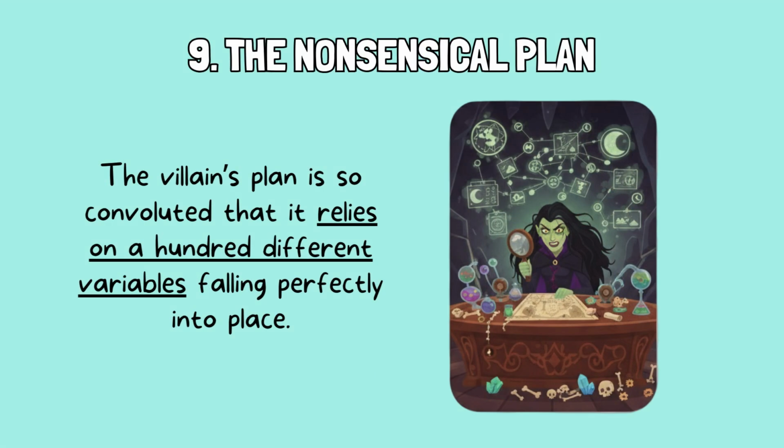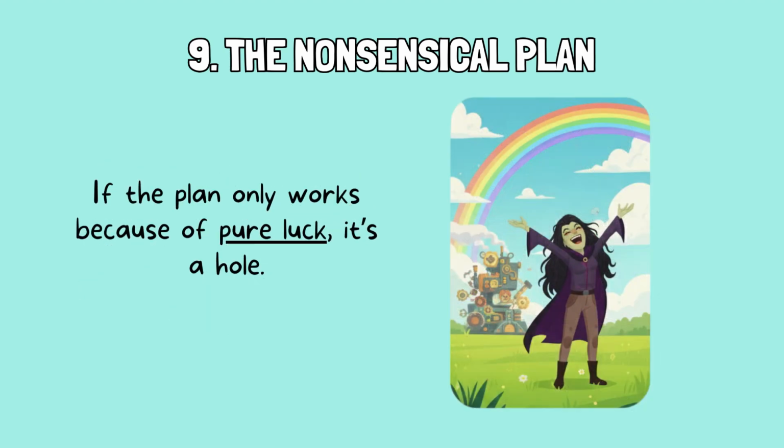Number 9. The Nonsensical Plan. We see this a lot with mastermind villains. Their plan is so convoluted that it relies on 100 different variables falling perfectly into place, variables they couldn't possibly control. If the plan only works because of pure luck, it's a hole.